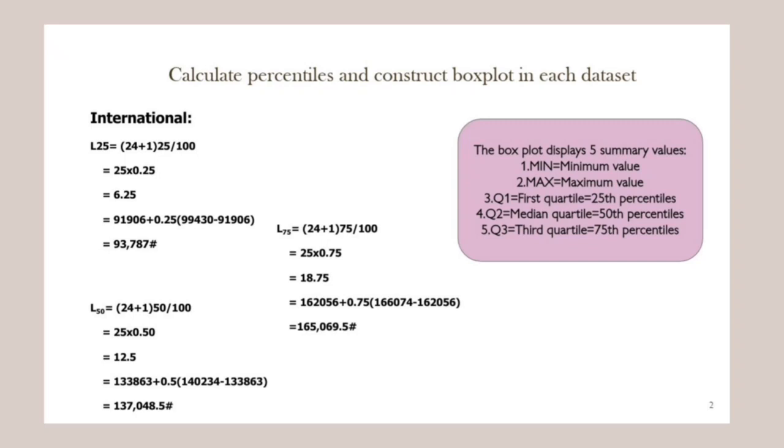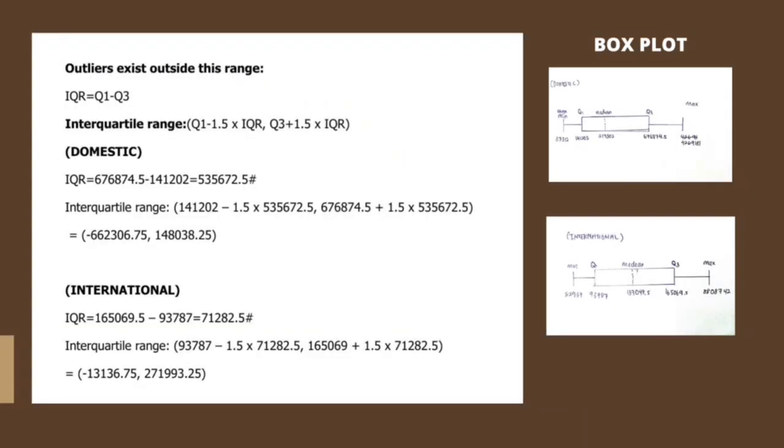The box plot displays five summary values, which are the minimum value, maximum value, Q1 the first quartile, 25 percentile, Q2 the median quartile, which is 50 percentile, and Q3 the third quartile, which is 75 percentile. After that, outliers exist outside this range that we will calculate.